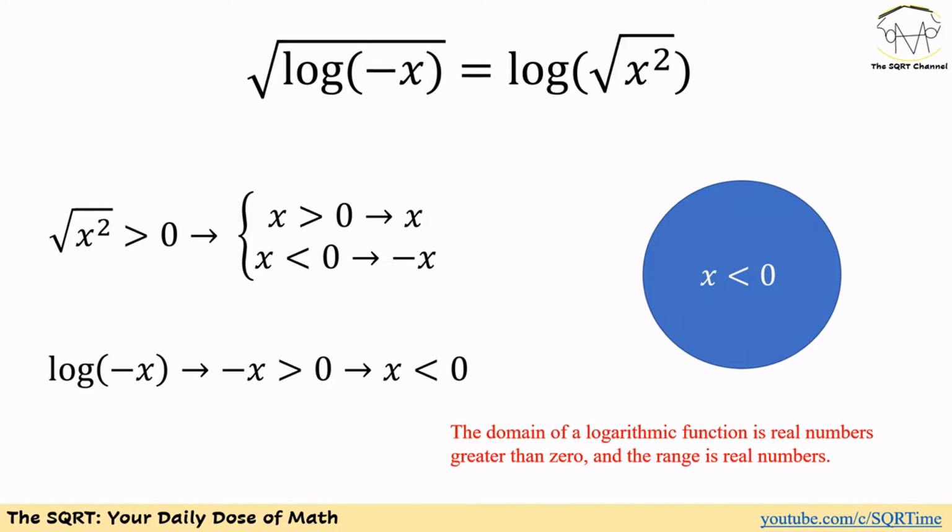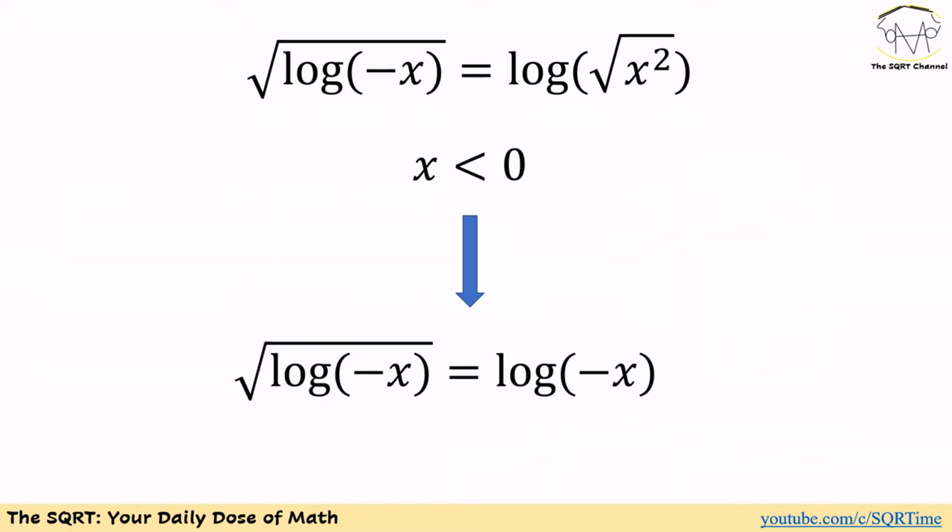On the other part of the story, we have log of negative x, and we need to have negative x as a positive value too. So this leads to x less than 0. Now, considering both cases, we need to say that x is a negative number here. With that, we are going to move forward to talk about other aspects of this problem. So we know that x is a negative number here.